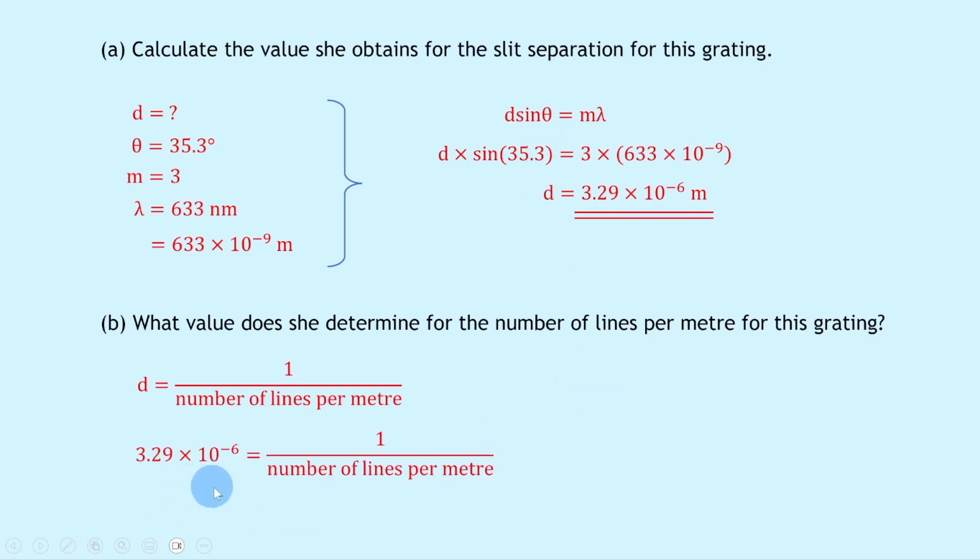So we have 3.29 times 10 to the minus 6 equals 1 over the number of lines per metre, and therefore to get the number of lines per metre on its own, we can just swap these two variables round, because this is on the denominator and this is essentially on the numerator of this side. So we end up with the number of lines per metre equal to 1 divided by this value, and if you do that in your calculator you should get an answer of 3.04 times 10 to the 5.